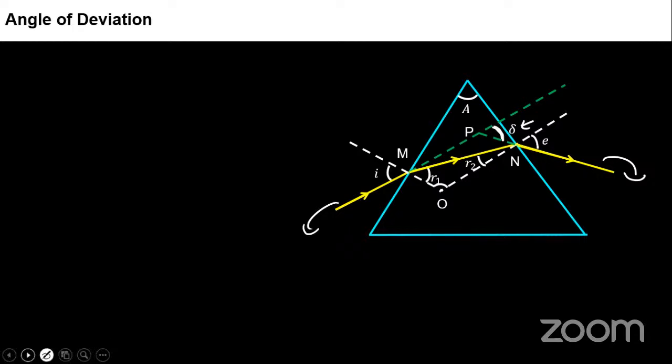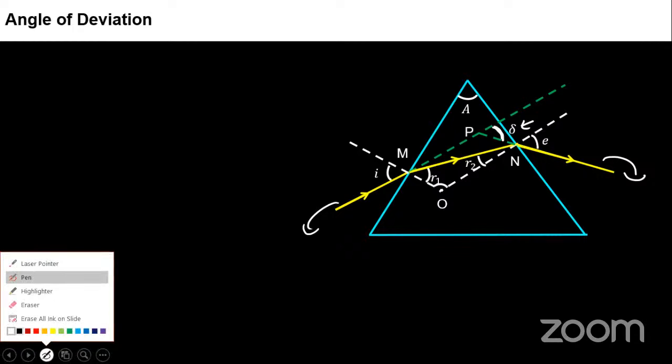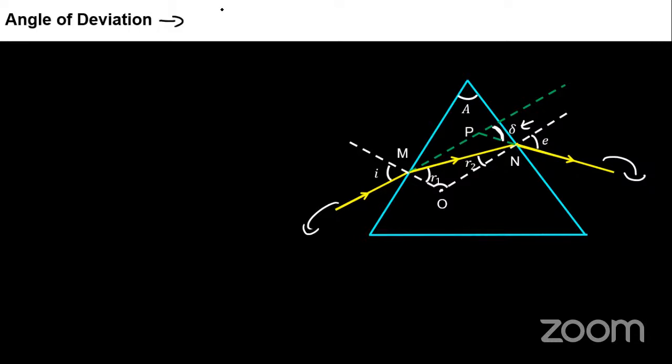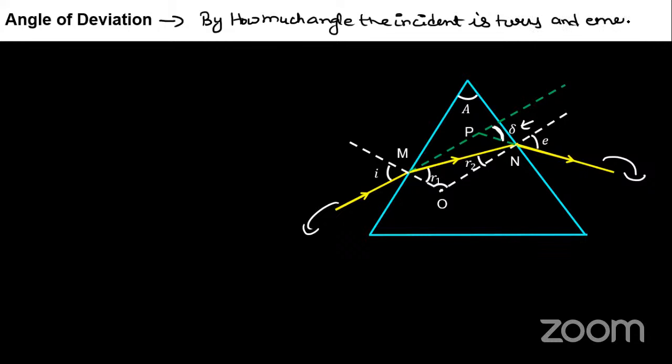So I can define the angle of deviation as the angle by which the incident ray is turned and emerges as the emergent ray, turned from its initial direction. That is angle delta.